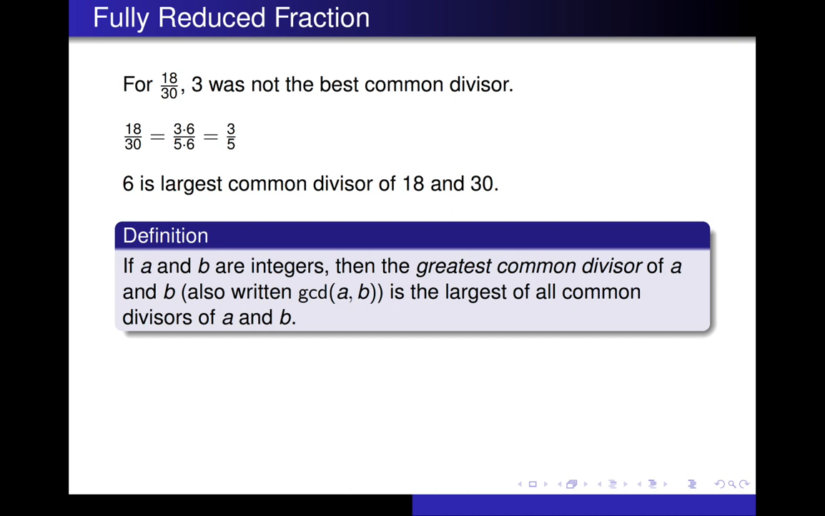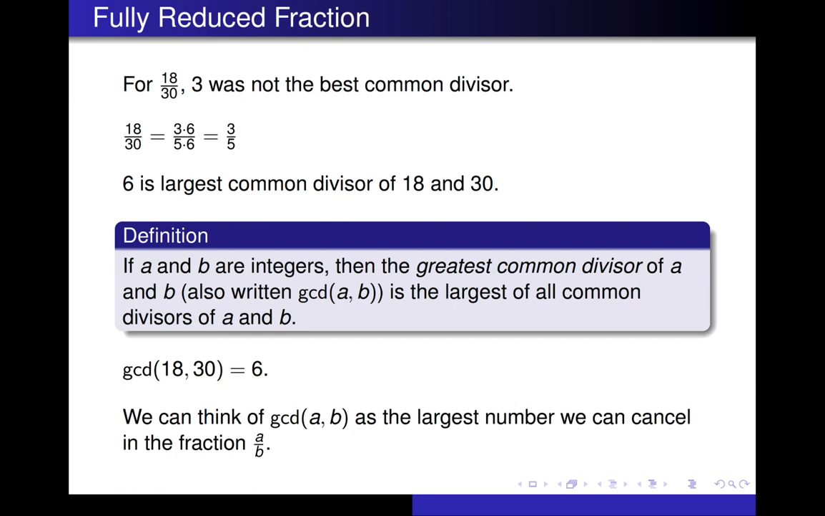So if a and b are integers, we say the greatest common divisor of a and b, and we write that as GCD of a, b, is the largest of all the common divisors of a and b. So you look at all the common divisors of a and b, put them in a list, take the biggest one, that is your GCD. So from our fraction 18 over 30, we saw that GCD of 18 and 30 was equal to 6. And just like before, if you want to think of this in terms of fractions, you can think of GCD of a and b as the largest number that we can cancel in the fraction a over b.